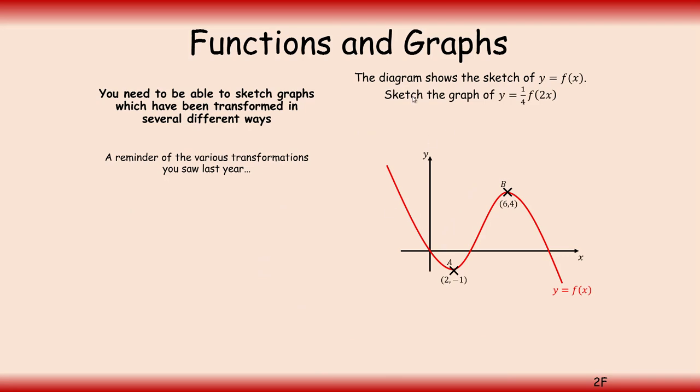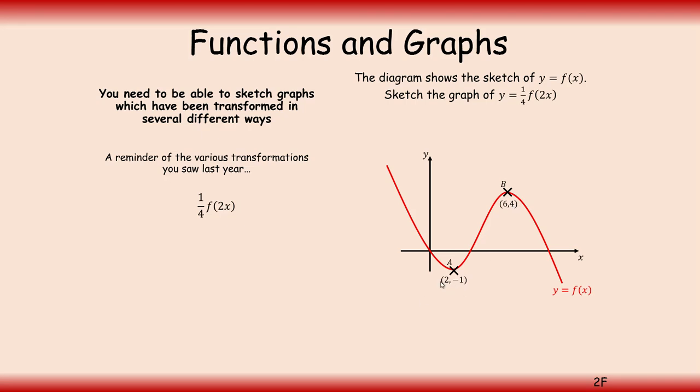On this example then, we're going to sketch the graph of a quarter of the function f(2x). So this time, we look at f(2x). Remember, it's counterintuitive when it's within the brackets. So instead of doubling the x value, we halve the x value. So instead of 2, that becomes 1. And instead of 6, that becomes 3. And it's a quarter of the y value then. So instead of minus 1, it'd be minus a quarter. And instead of 4, becomes 1.